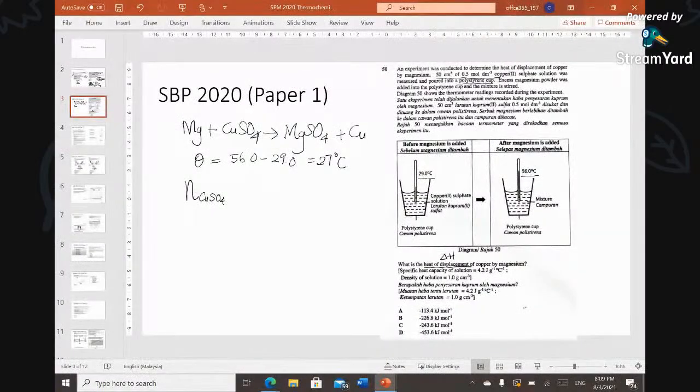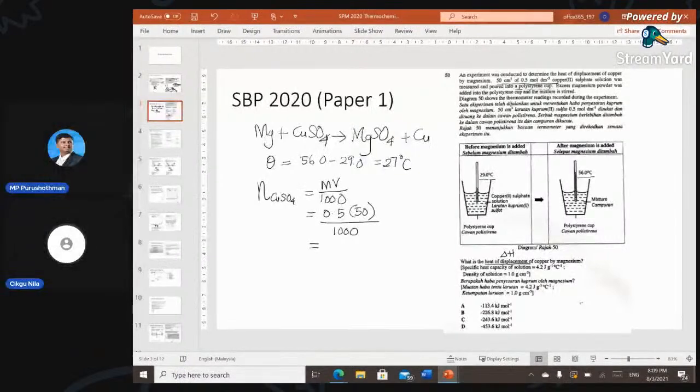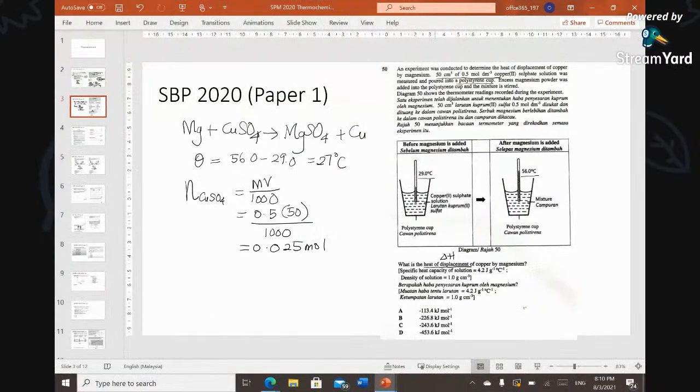Okay, so you already find out the change in temperature over here. Now you calculate the number of mole of copper sulfate. So you can use MV over 1000, then substitute in the information given. 0.5, volume is 50, divide by 1000, so you get 0.025 mole.